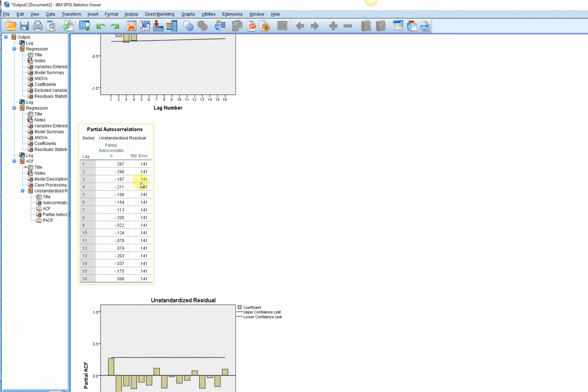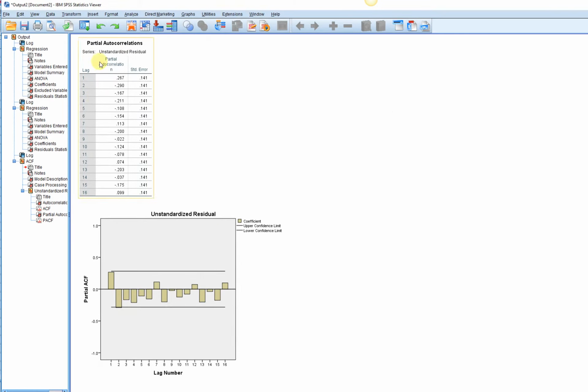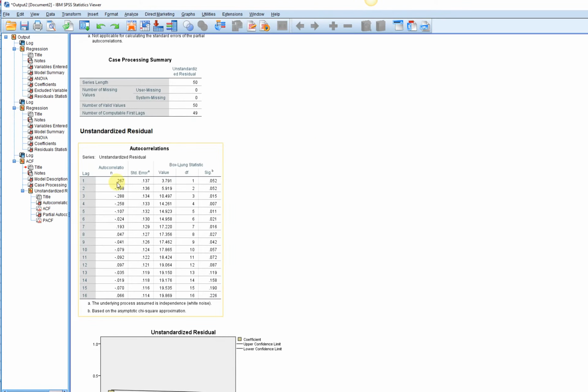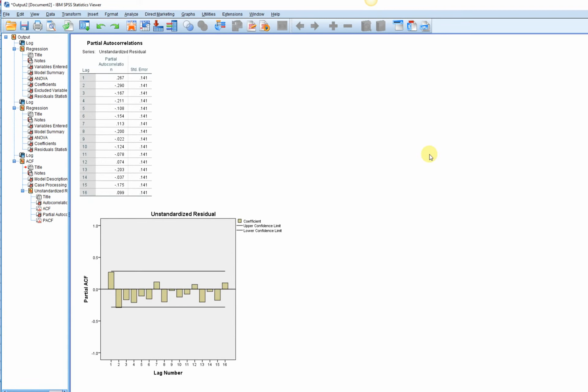partial autocorrelations. These are the correlations between each lag variable and the current time point with respect to the residuals, but controlling for the previous time points. So the lag 1 partial autocorrelation will be the same as the first lag 1, but the second partial autocorrelation is going to control for the first lag variable, and so forth. And this is a plot of the partial autocorrelation function.